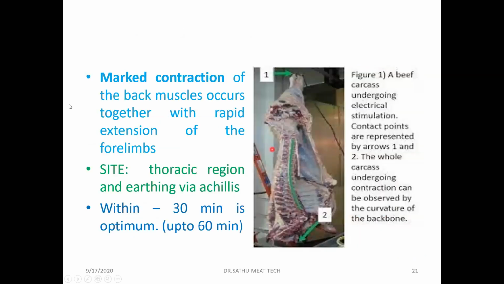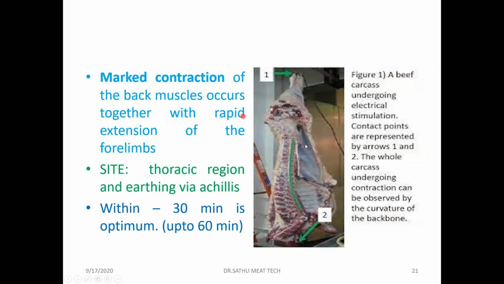This is what we can see here. The marked contraction of the back muscles. Normally when we do the study of the electrical stimulations, a single carcass will be split into two halves. On one side we give the stimulation, on the other side we don't. I'm talking about the high voltage electrical stimulations. Then we do the comparative study of the meat qualities and other parameters.